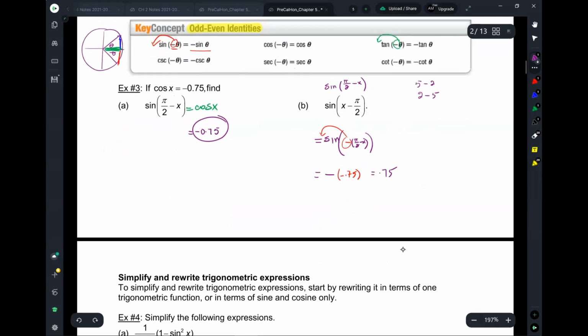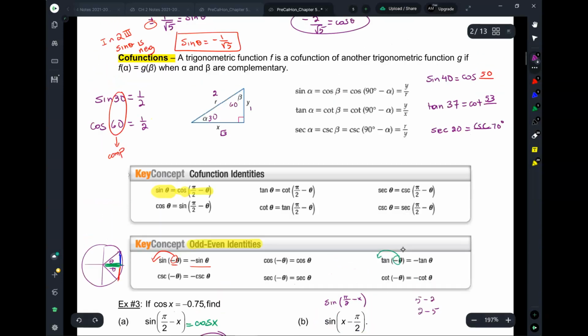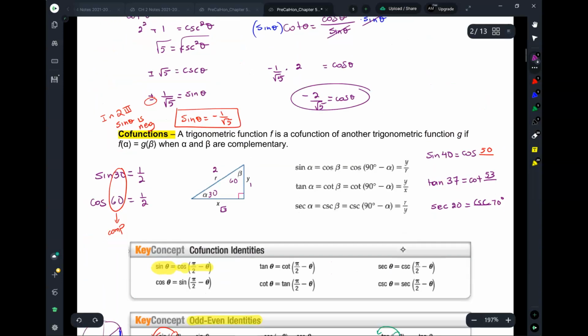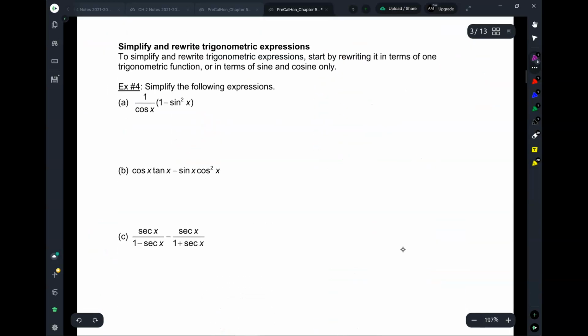All right. Now, most of the time, what you're going to be using these identities for is to simplify trigonometric expressions. So you're going to have something like this, and you just have to simplify it. And there's always this question about how simple is simplified, right?